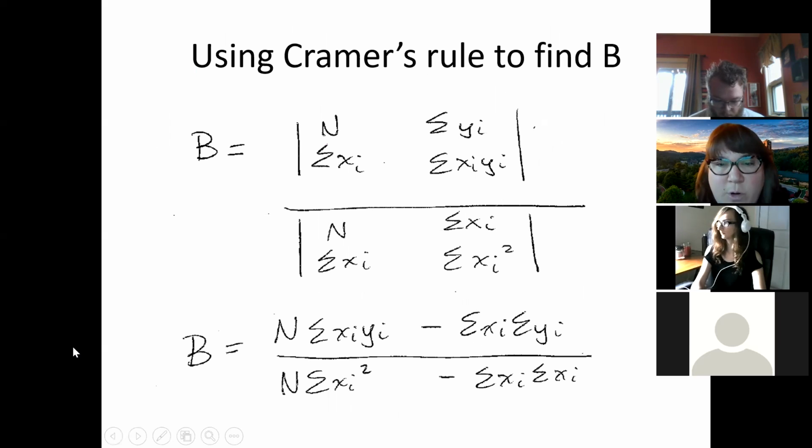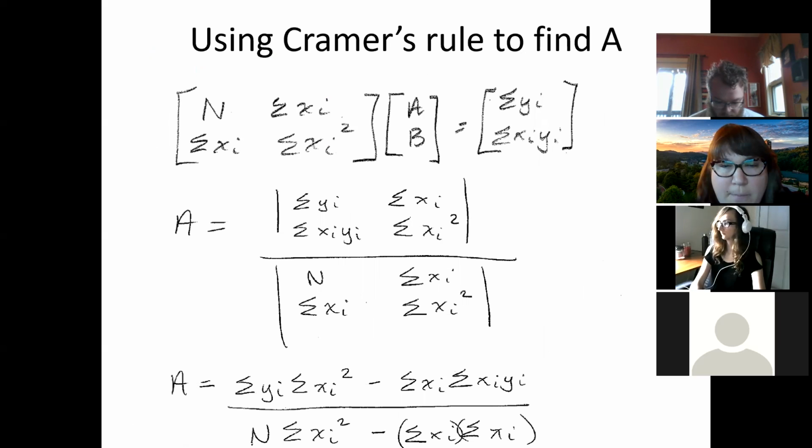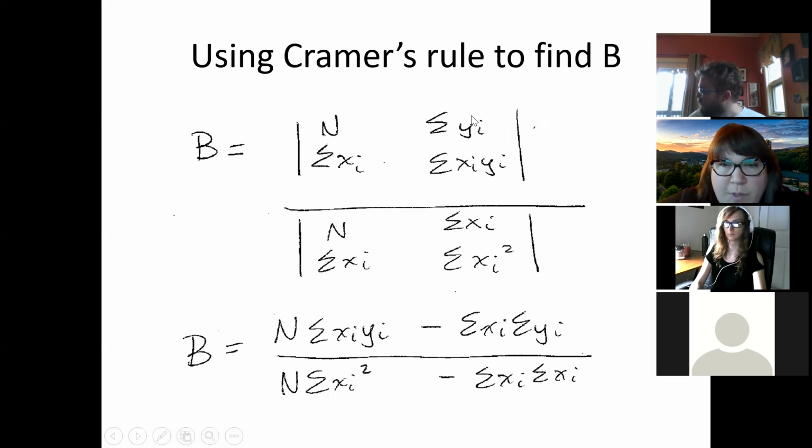So we do the same thing where we substitute for one of these columns in our matrix in the numerator. We substituted in the right-hand column this time instead of the left-hand column. This is to find b. We find the determinant of this matrix in the numerator, and we have the original matrix in the denominator.